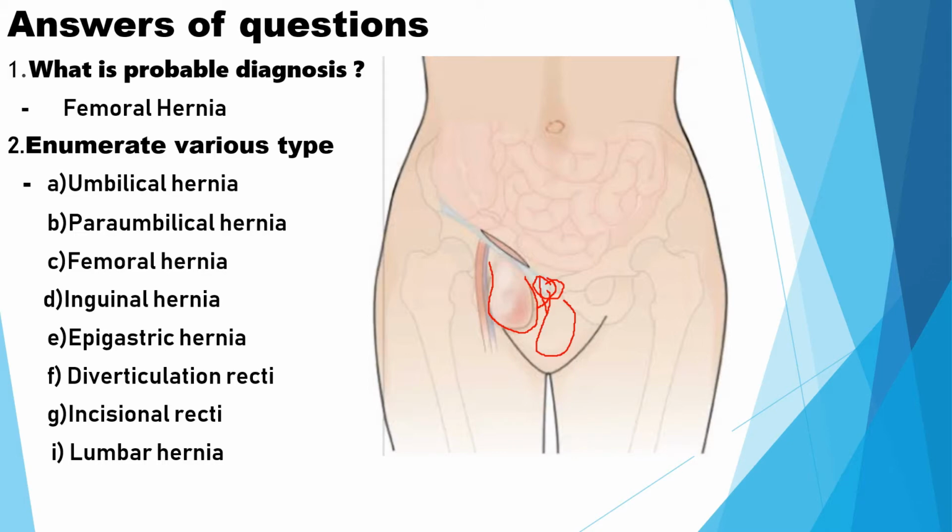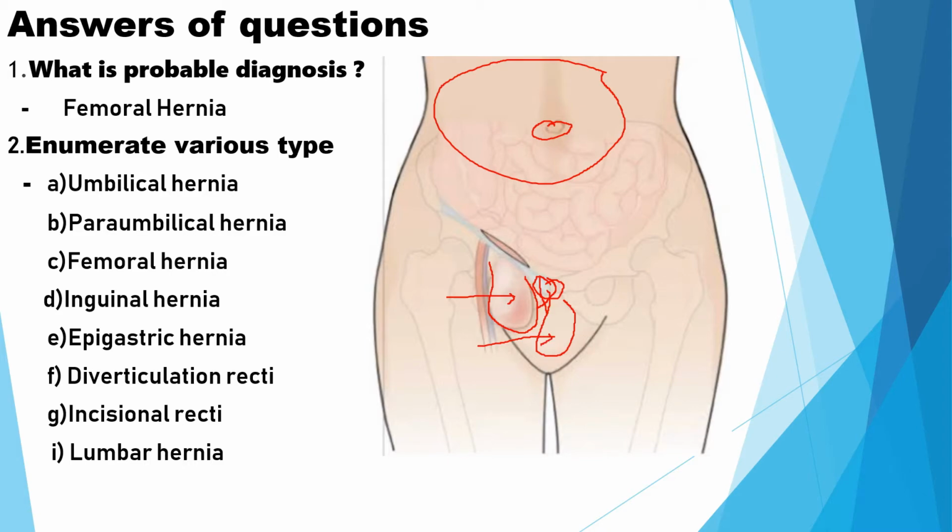First is umbilical hernia, that is herniation through the umbilicus. This may be physiological, or there are many types of umbilical hernia. Next is paraumbilical hernia. Herniation around the umbilical region is called paraumbilical hernia. Then next is femoral hernia. We have already seen this femoral hernia. Then inguinal hernia. We have also seen this inguinal hernia.